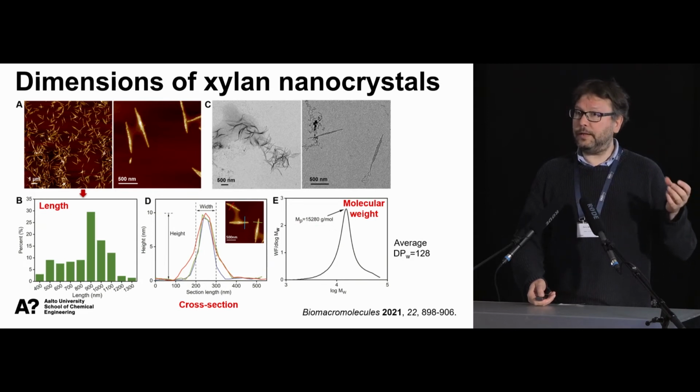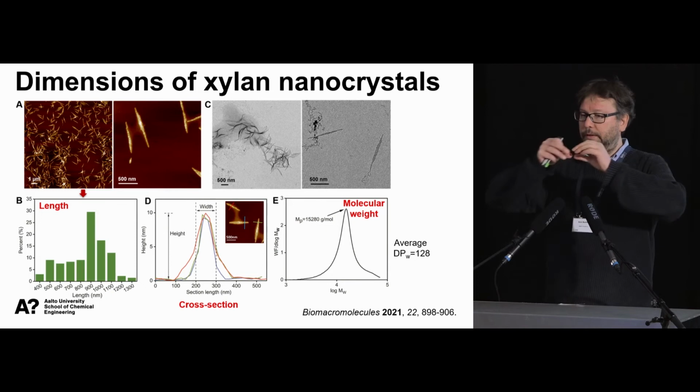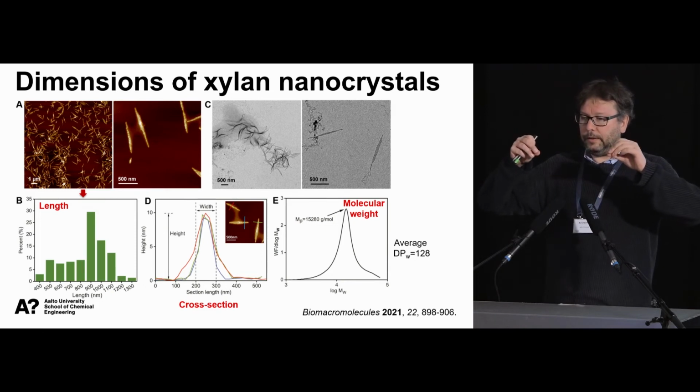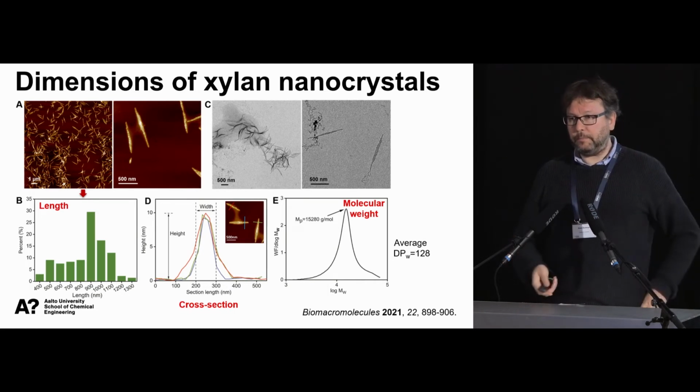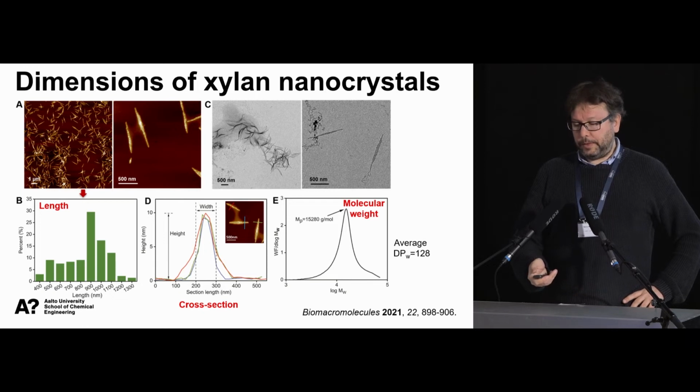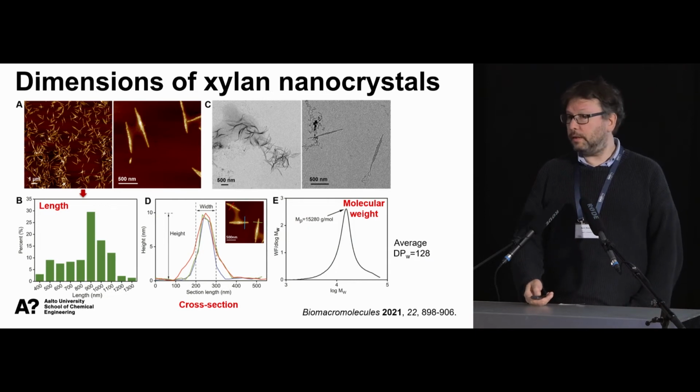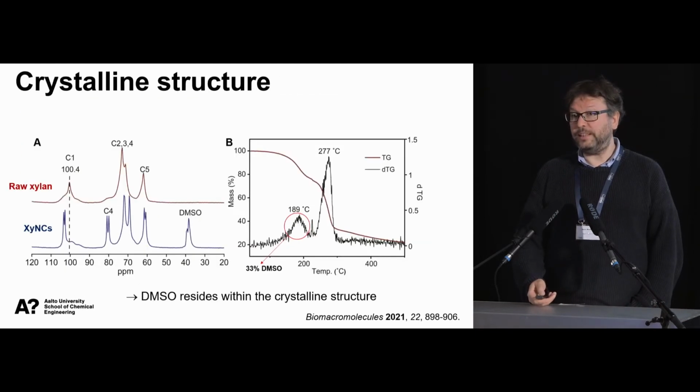So it is not like a cellulose nanocrystal in that respect, that it would be a stick, but it's more like a platelet. The molecular weight, the average DP we have here, is a bit over 100. So the xylan, as most hemicellulose, is relatively short chain.